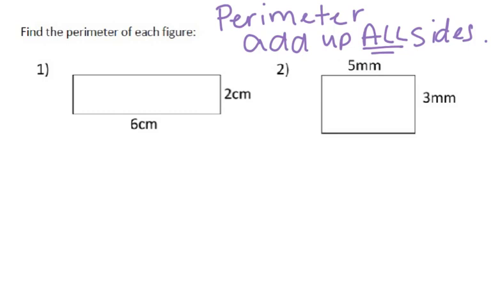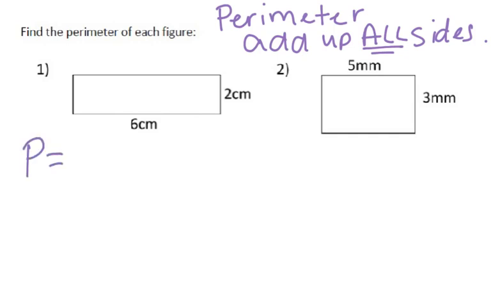So one common mistake that students make when they are finding the perimeter is they don't add up all the sides, they just add up the given sides. But in order to find the perimeter, you have to make sure you add all the sides.